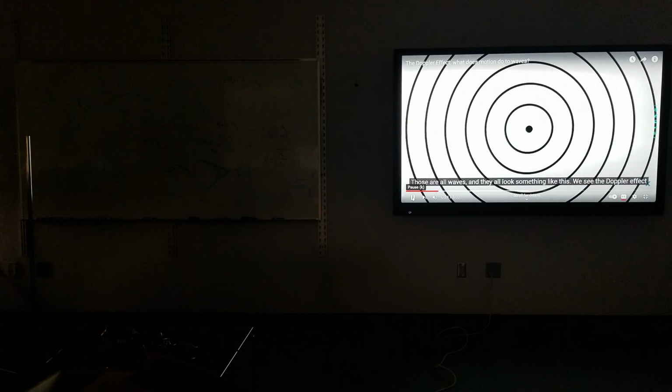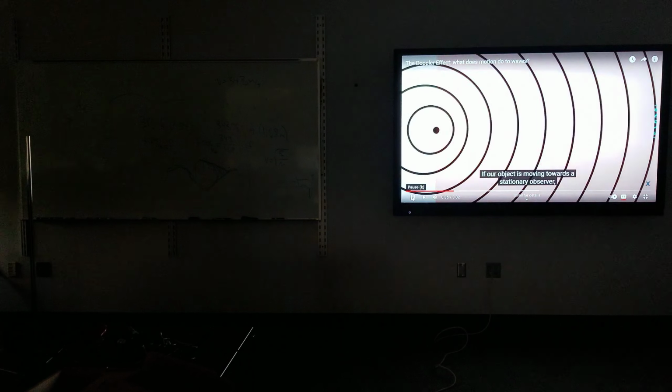Doppler effect. In Sheldon's words, it's the apparent change in the frequency of a wave caused by relative motion between the source of the wave and the observer. The Doppler effect is perhaps best explained visually. So here's a thing that is emitting waves. It could be a fire truck emitting sound, it could be a star emitting light, it could be a duck creating ripples on a pond. Those are all waves, and they all look something like this.